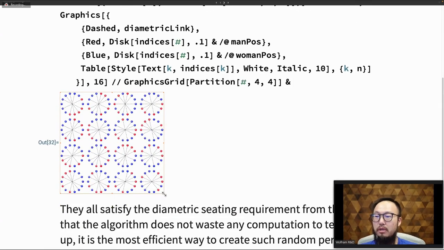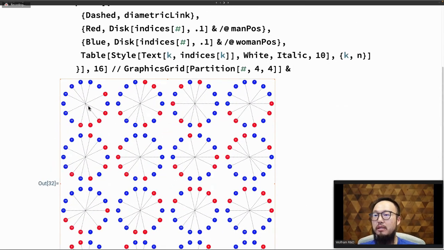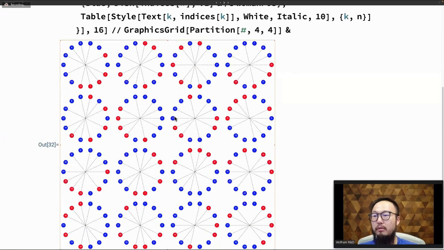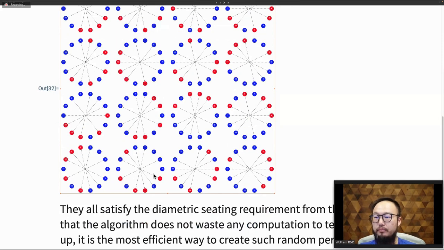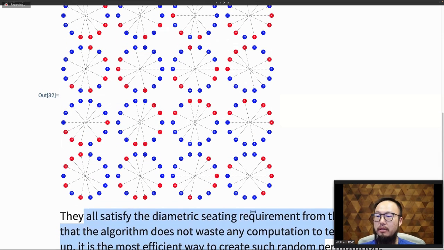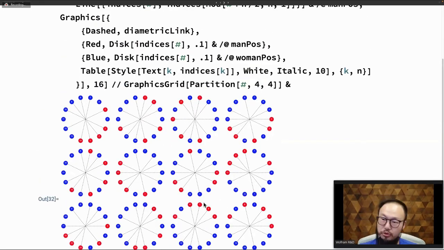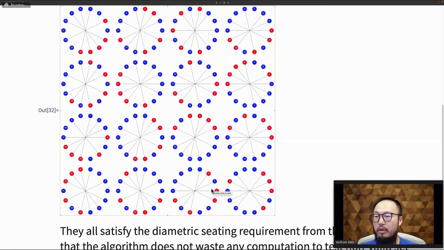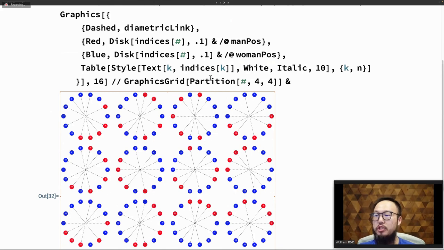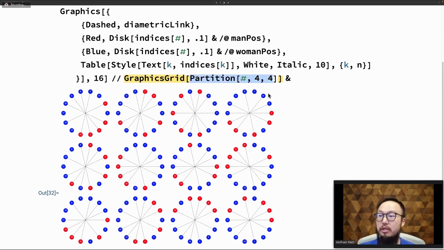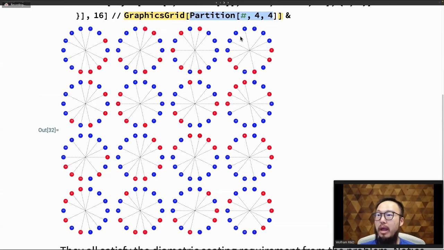Okay. So these are the 16 seats that are randomly generated. So we can have all the random permutations satisfy the diametric seating requirement. Okay, they all satisfied. There's no waste. I don't have anything to reject. So this is the most efficient algorithm to generate, because nothing gets wasted. So this will generate very efficiently even for very large seating with like 400 people. You can just do that without eating up all the RAM in your computer.